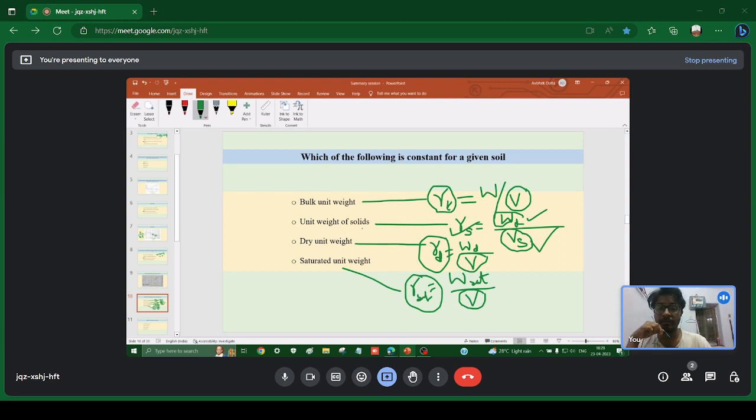And for this reason, to calculate the specific gravity of soil solids, we take the specific gravity of soil solids as a reference for solving any numericals or any laboratory test, because of the consistency of gamma s. So the unit weight of solids is constant for a given soil. Next question.